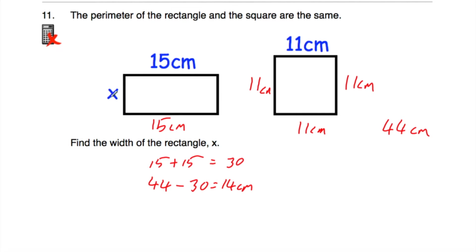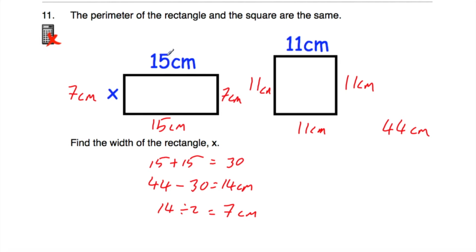And as this is a rectangle, we know that the lengths of the opposite sides are equal to each other. So because we know the left-hand side plus the right-hand side add together to be 14 centimetres, if we do 14 divided by 2, that's equal to 7. So that means the width of the rectangle must be 7 centimetres. So 7 centimetres and 7 centimetres.